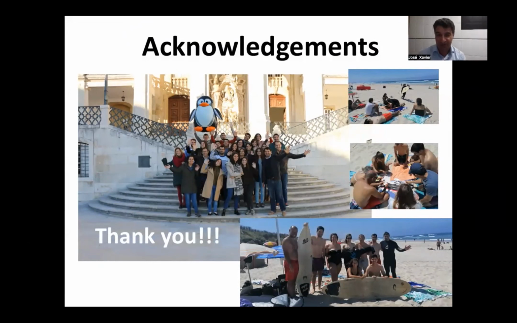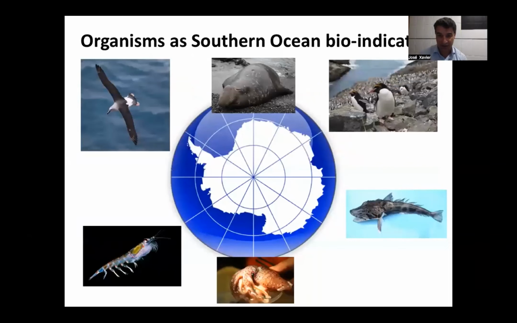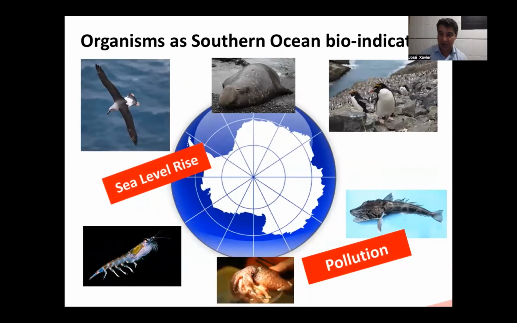Why not? This is a recognition of the excellent work they've been doing all through these years together in understanding how the Southern Ocean actually functions. In understanding how the organisms can be bioindicators, there's numerous papers about it. But one of the key issues that is relevant is that when we're talking about top predators, they are essential to understand how the Southern Ocean actually functions.